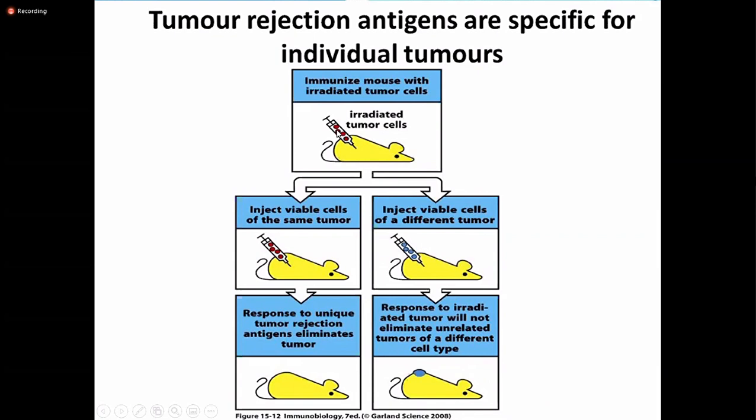And with this ability to establish tumors in mice, what they then did was to perform experiments like this, where they would inject irradiated tumor cells into a mouse. Now, why would we irradiate the cells? What would that do?